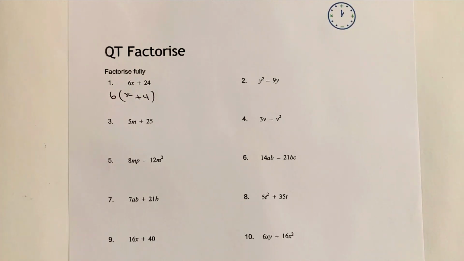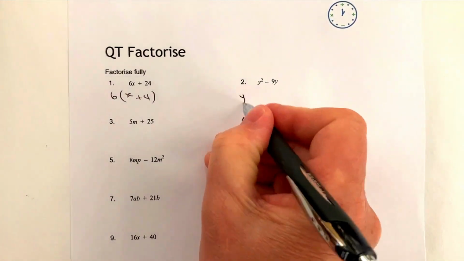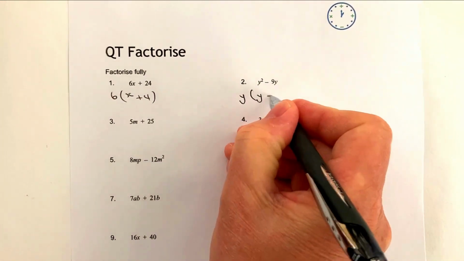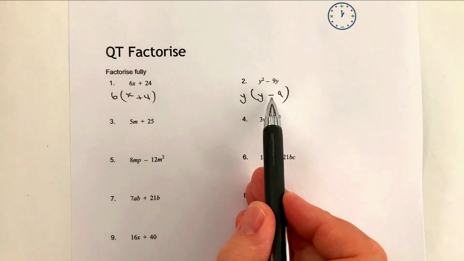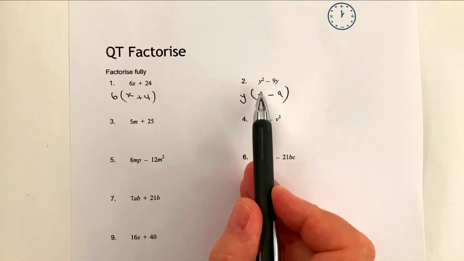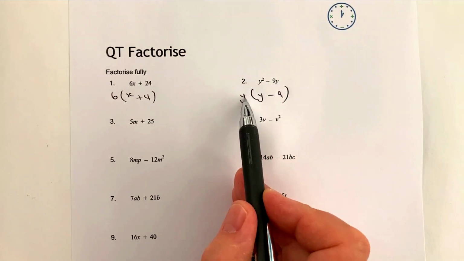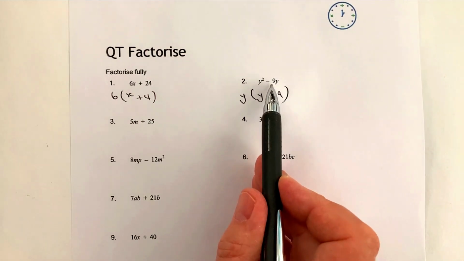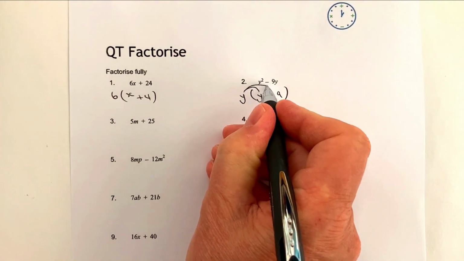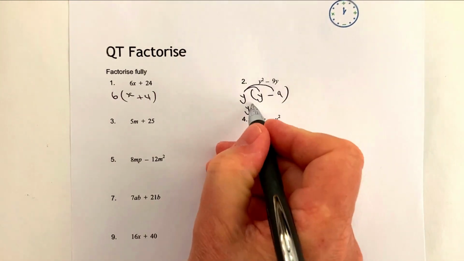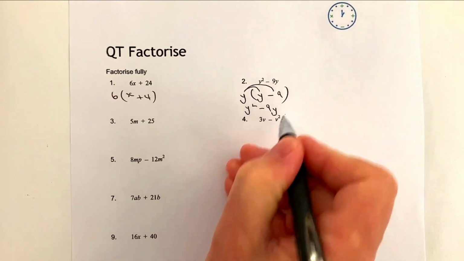But if I look at the letters, I've got y squared, which means y times y, and then I've got y in the second term. So I can take y out because y is common to both. And then my bracket is going to be y here and minus 9 here, because y times y is y squared, and y times minus 9 is going to be minus 9y. So if you want to check it, you can say, well, that's absolutely fine.